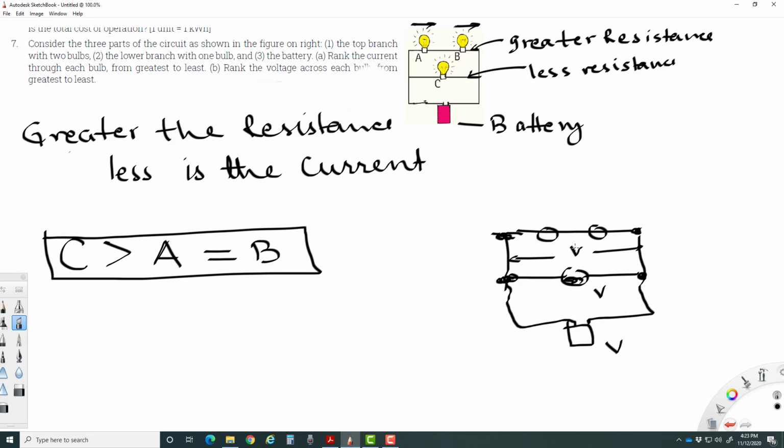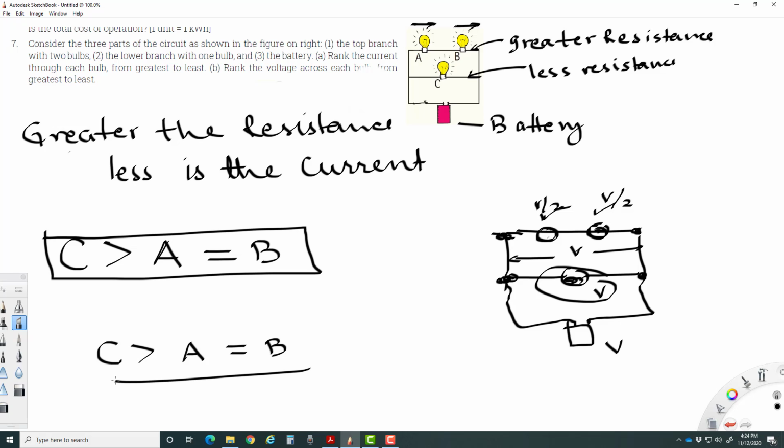But here this voltage has to be shared with these two light bulbs, so that means part will go to this one and part will go to that one, because they are identical. That means half of this V would go here and half of that would go here. So this one would have the greatest voltage, and then A and B will have the same voltage, but it would be less than that of the C. So that's the ranking.